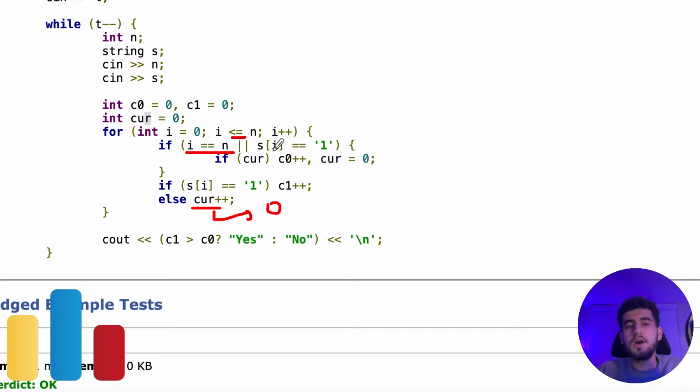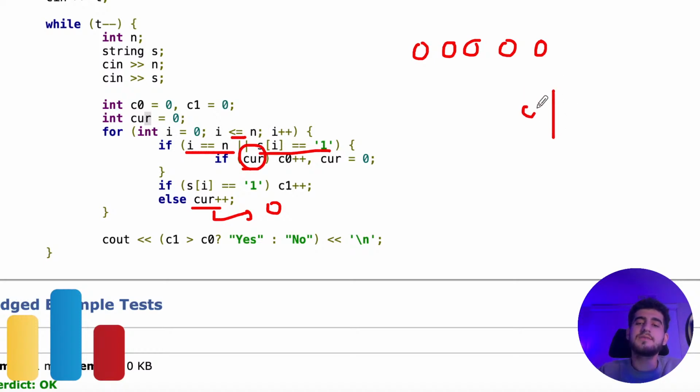Or S of I was equal to 1, which is we got to a 1, we can say that if car was non-zero, it means that we've had a block of zeros. Then C0 plus plus, and then car equals 0. We could also say that if I is equal to n, we are at the end of this string, or S of I is equal to 1 and S of I minus 1 was 0. It means that we reached the end of a block of zeros.